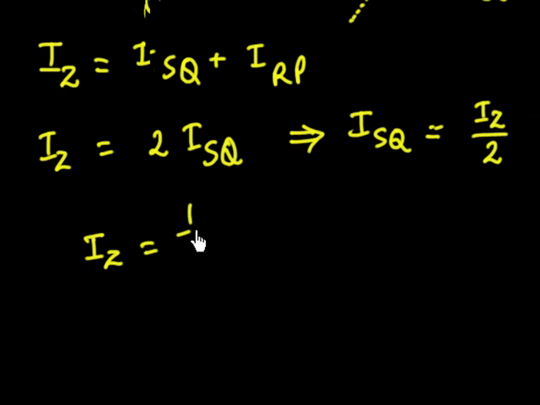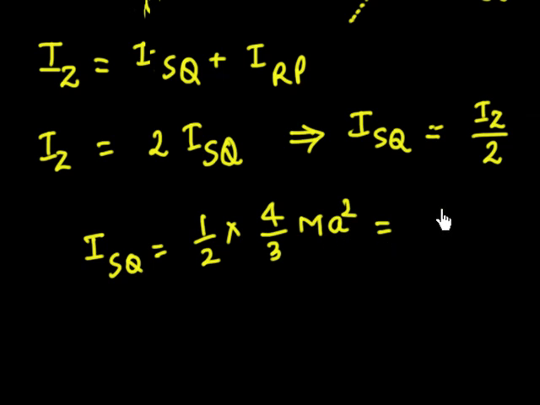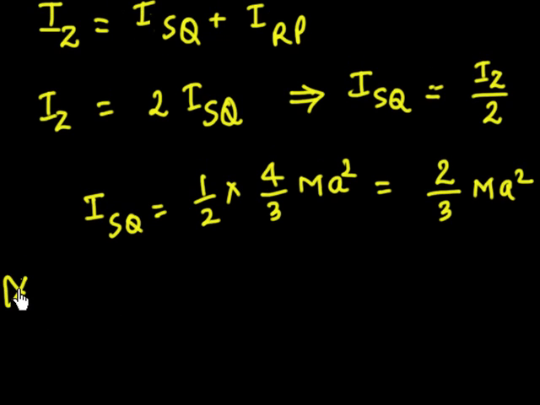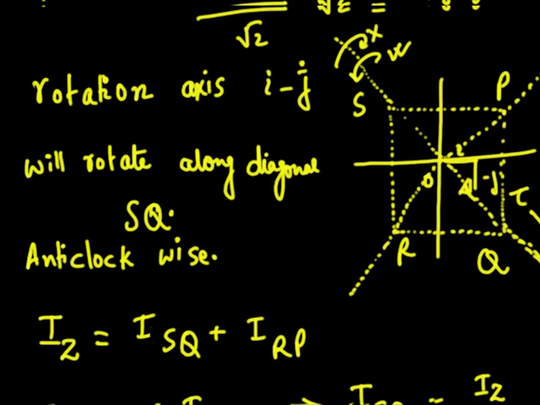So ISQ is equal to 1 by 2 times IZ, that is 4 by 3 ML square, and in place of L, I am writing A. So this is 2 by 3 MA square. So if I know torque, I can find alpha. So alpha will be torque by moment of inertia, and this is the torque about SQ. So that torque is along SQ, so I have to get moment of inertia again along SQ.